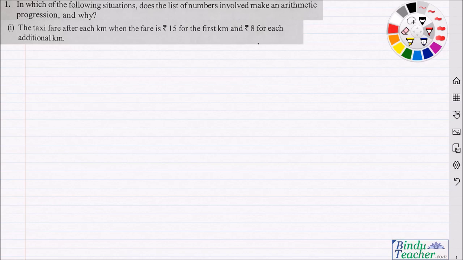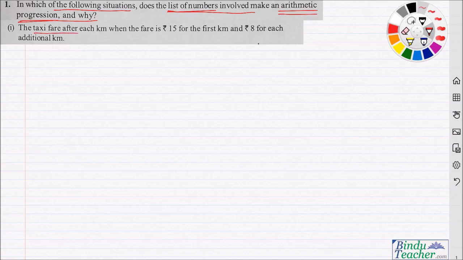Let's read this question. In which of the following situations does the list of numbers involved make an arithmetic progression, and why? So what we should do is look at the different situations, identify the list of numbers, and then find out if they make an arithmetic progression. So let us look at the first situation.